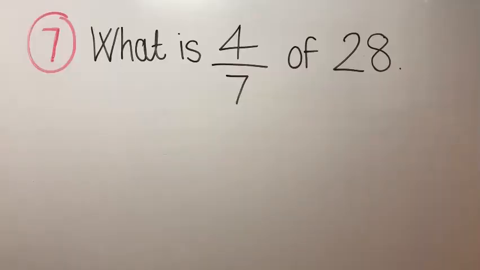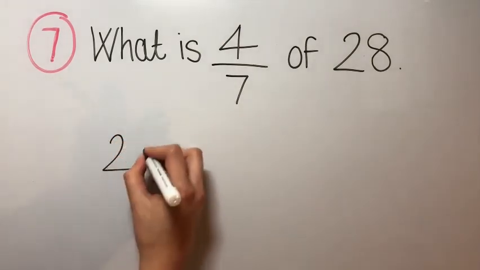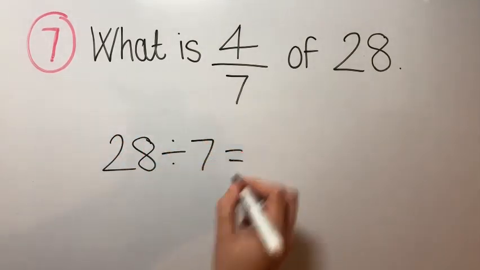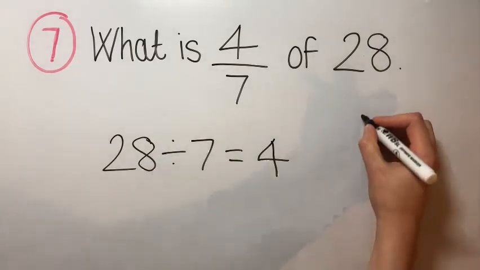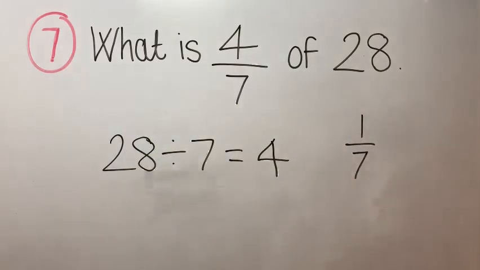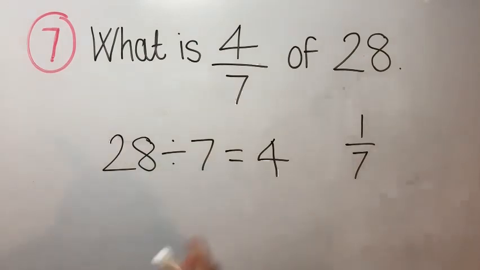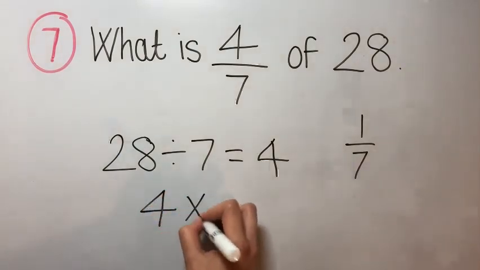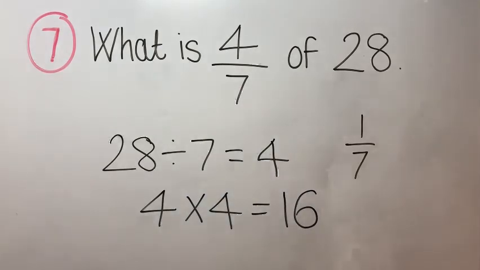Question 7. What is 4/7 of 28? Now to work this out, we're going to divide 28 by our bottom number, which is 7. 28 divided by 7 gives us 4. Now 4 is 1/7 of 28. To work out what 4/7 is, we're going to multiply 4 by 4. 4 times 4 gives us 16. 4/7 of 28 equals 16.